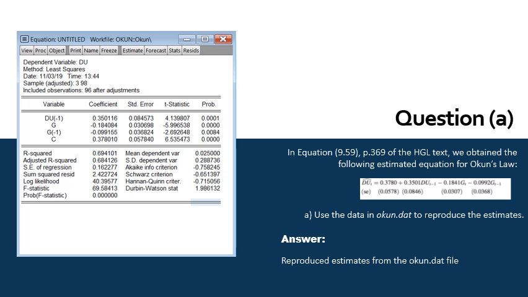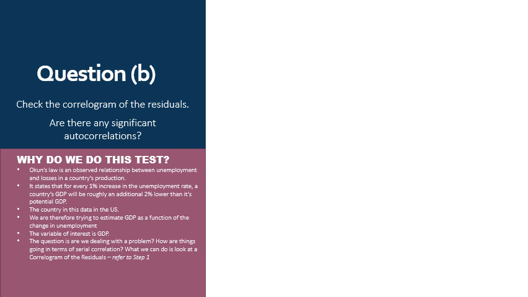Once we've clicked OK in EViews, the following screen will appear. You will see that we've been able to reproduce the estimates. If we go through them one by one, you'll see that they all match up according to what was required through the question. The next question is question B.